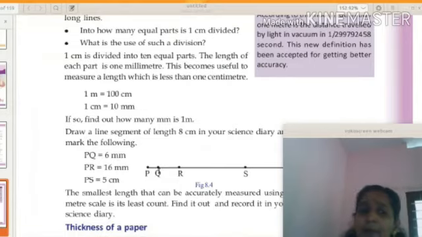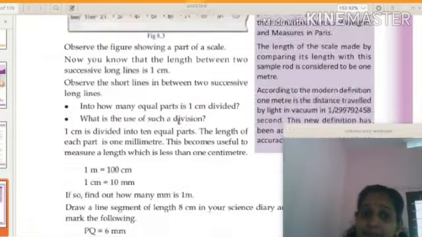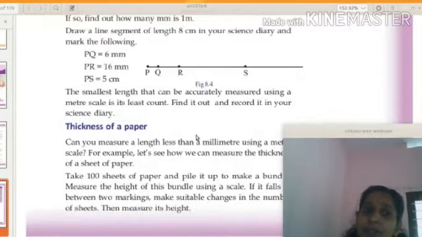And we had to mark PR is equal to 16 millimeter. Here up to this there are 10 lines. Up to this there are 15 lines. And up to this there are 16 lines. That is equal to 16 millimeter. Isn't it? Yes. You can mark the PR as 16 millimeter.